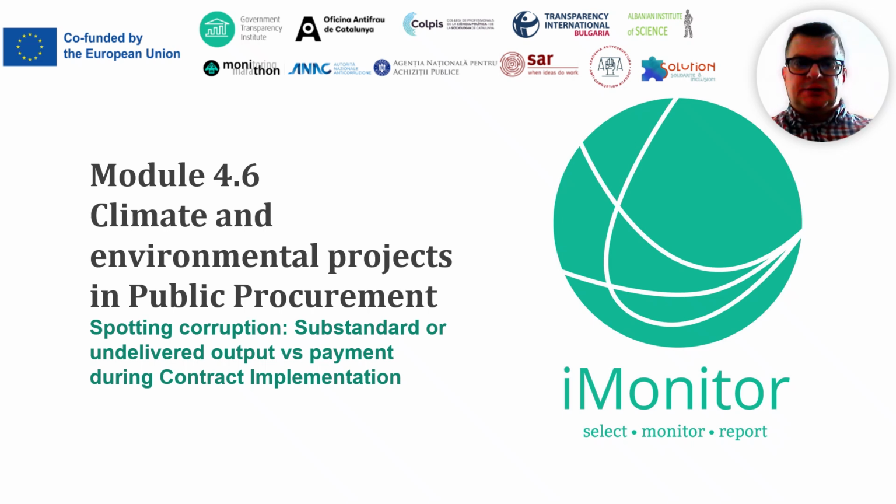Hello dear participants, now let's start with module 4.6, Climate and Environmental Projects in Public Procurement. Spotting corruption, substandard or undelivered output versus payment during contract implementation.